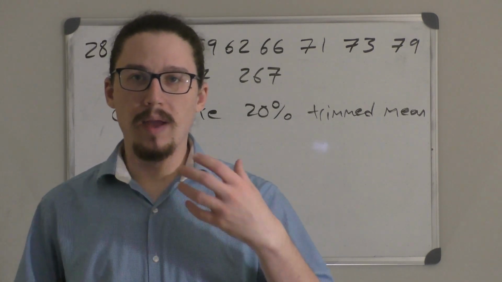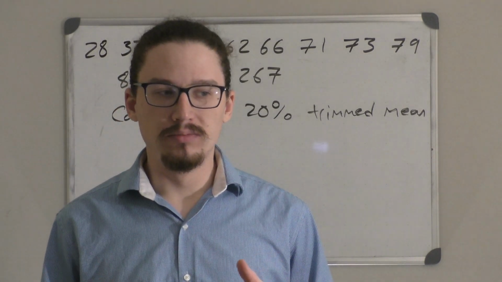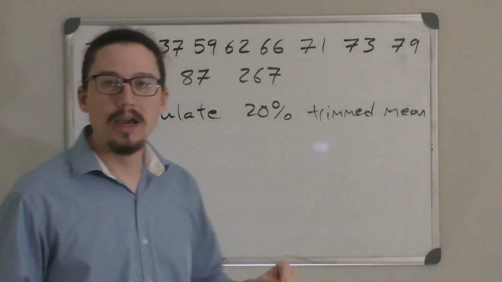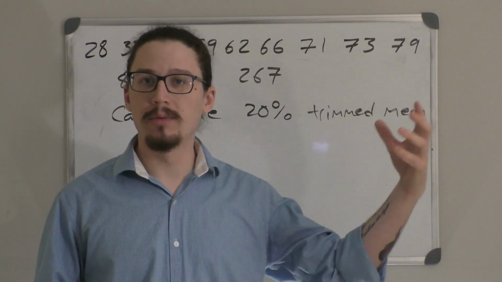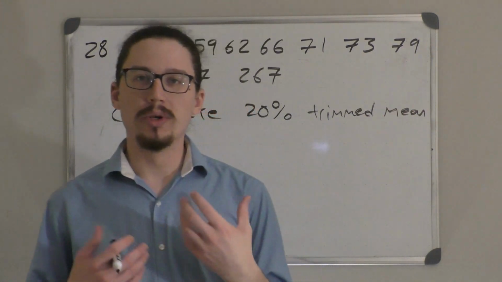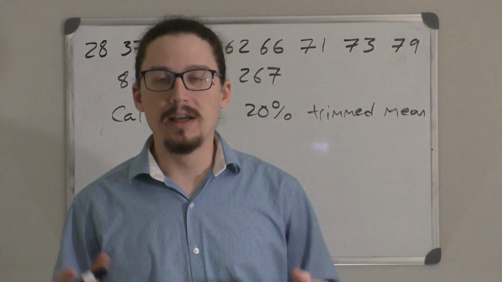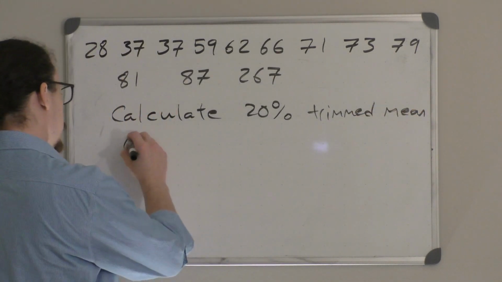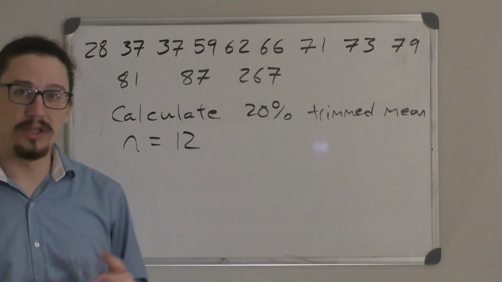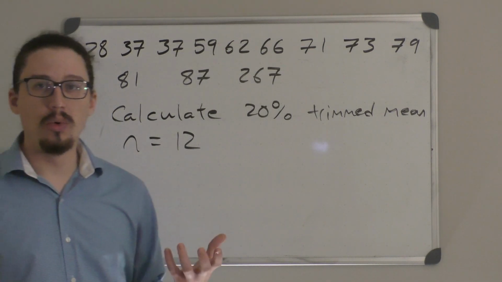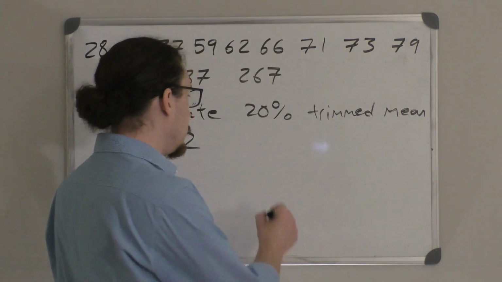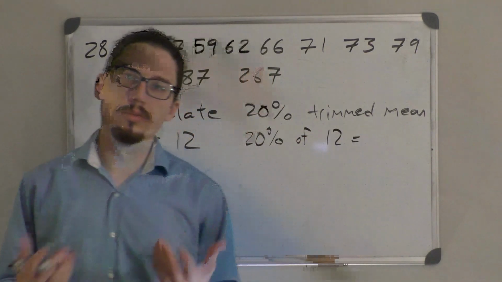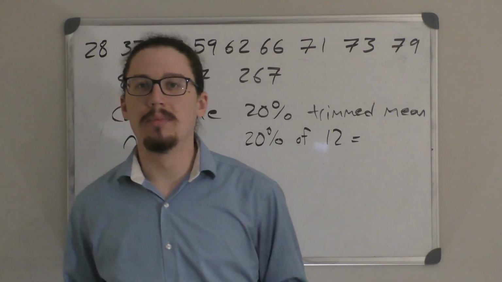When we're doing a trimmed mean, the first thing we need to do is make sure our data is in order. The next thing that we need to do is figure out how many values we need to trim. Whatever percentage trimmed mean we're doing, that is how much data we need to take off from the top and the bottom. So we need to say, how much of this data is 20%. We would need to know how much data we have. In this case, our sample size is 12. So we need to know what 20% of 12 is.